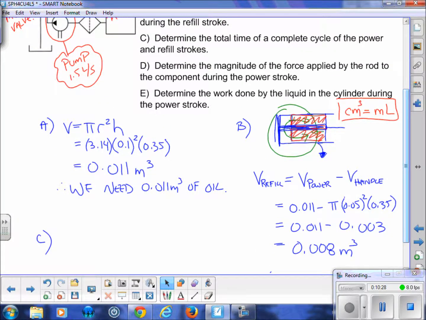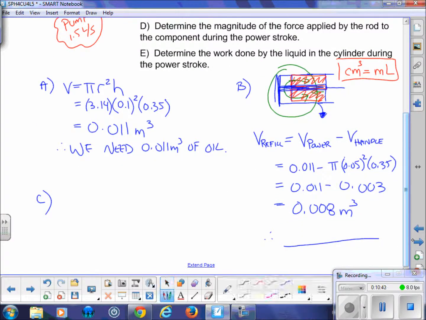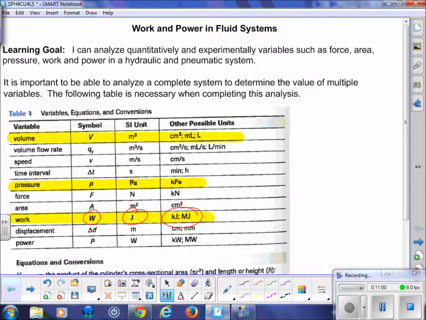Okay, C part. Determine the total time of a complete cycle of the power and refill strokes. So now we want to know what is the time for the cylinder to extend and then retract. So that comes from the following formula. Time is going to equal the volume of the power stroke divided by your volume flow. Okay, and the symbol for this is QV. And if we go back here, volume flow rate, the symbol's QV.